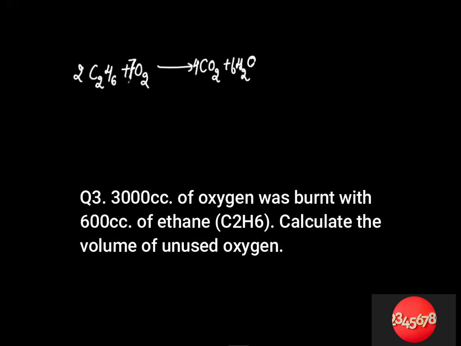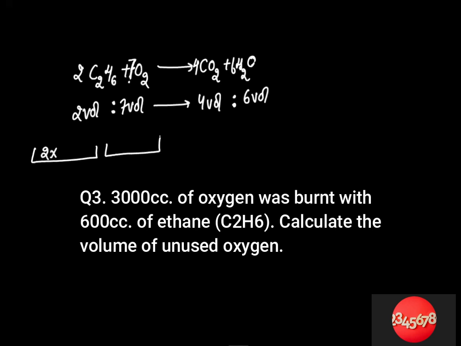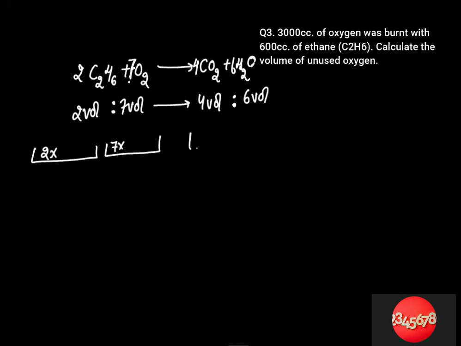So it's coming like this: 2 volumes, you know, I write 2 volumes here. Ratio, how much? 7 volumes gives 4 volumes, and 6 volumes. So the first one should be 2 into, the second one should be 7 into, this will be 4 into, and the fourth one should be 6 into. Now there is a problem again.